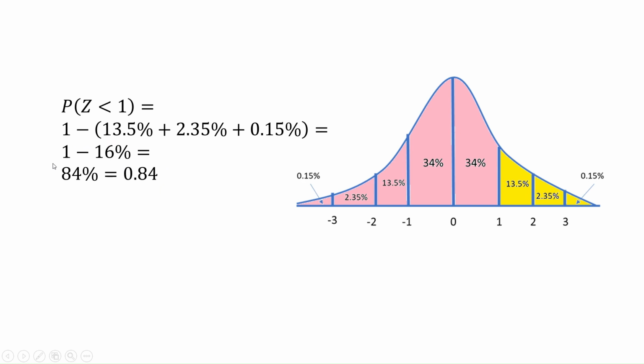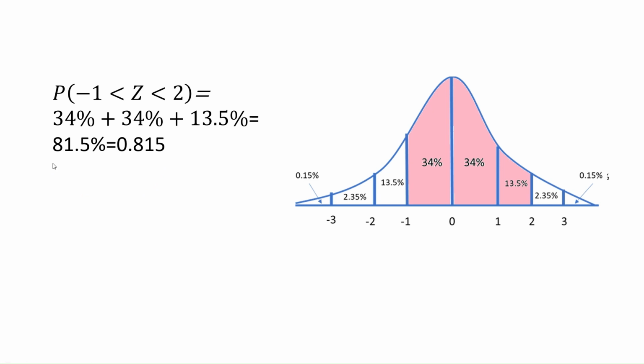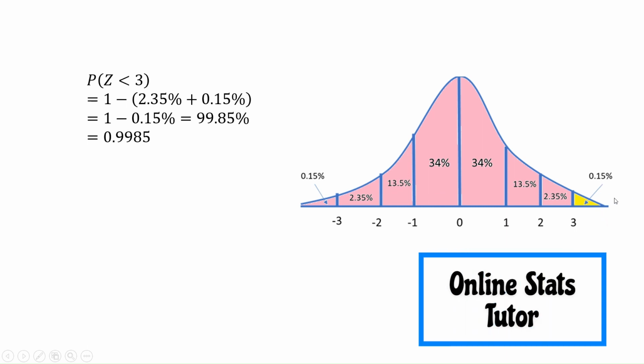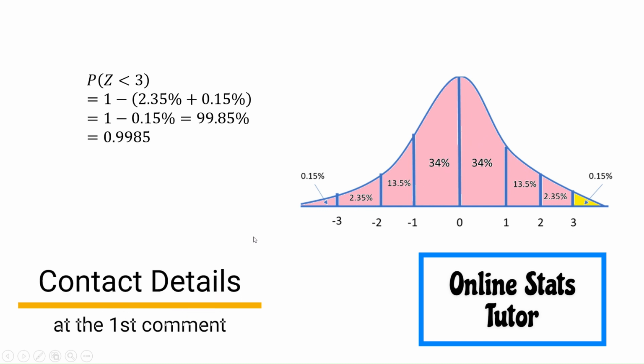0.84 or 84%. And what about the probability from negative 1 to 2? Basically, what we have here is the same thing. We need to accumulate negative 1 to 0, 0 to 1, and 1 to 2, which adds up to 81.5% in total. So that is 0.815. And how about the probability to be less than 3? For that, it's going to be the same thing. We can either remove the yellow part, or we can accumulate the pink part, whichever one is faster for you.